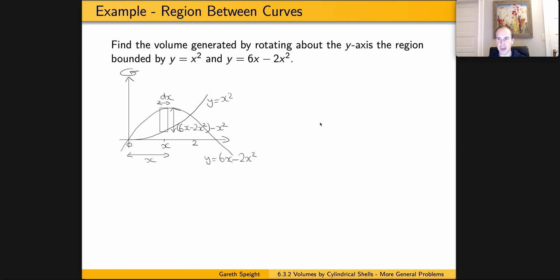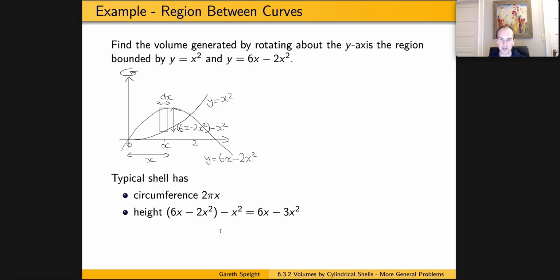This is everything we need now to conclude. In a typical shell, the radius was x, so the circumference is 2 pi x. The height is the difference in the y values, the height of the original rectangle, so that's going to be 6x minus 3x squared. And the thickness is dx. To find the volume of a shell, we multiply the circumference times the height times the thickness, and then to find the volume of the region, we integrate that. So here is the volume of the shell: 2 pi x times 6x minus 3x squared, times the thickness dx. Then we integrate to get the full volume.